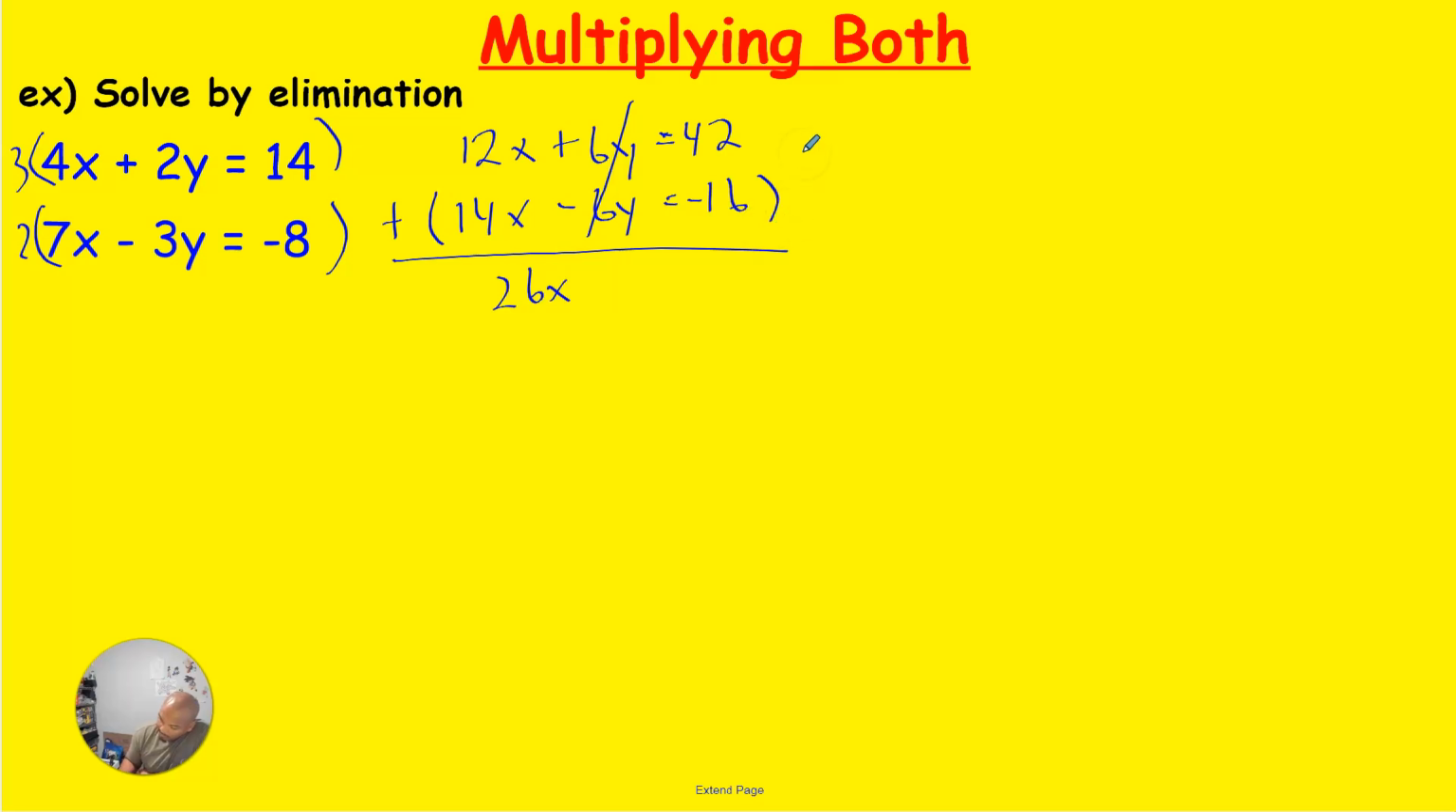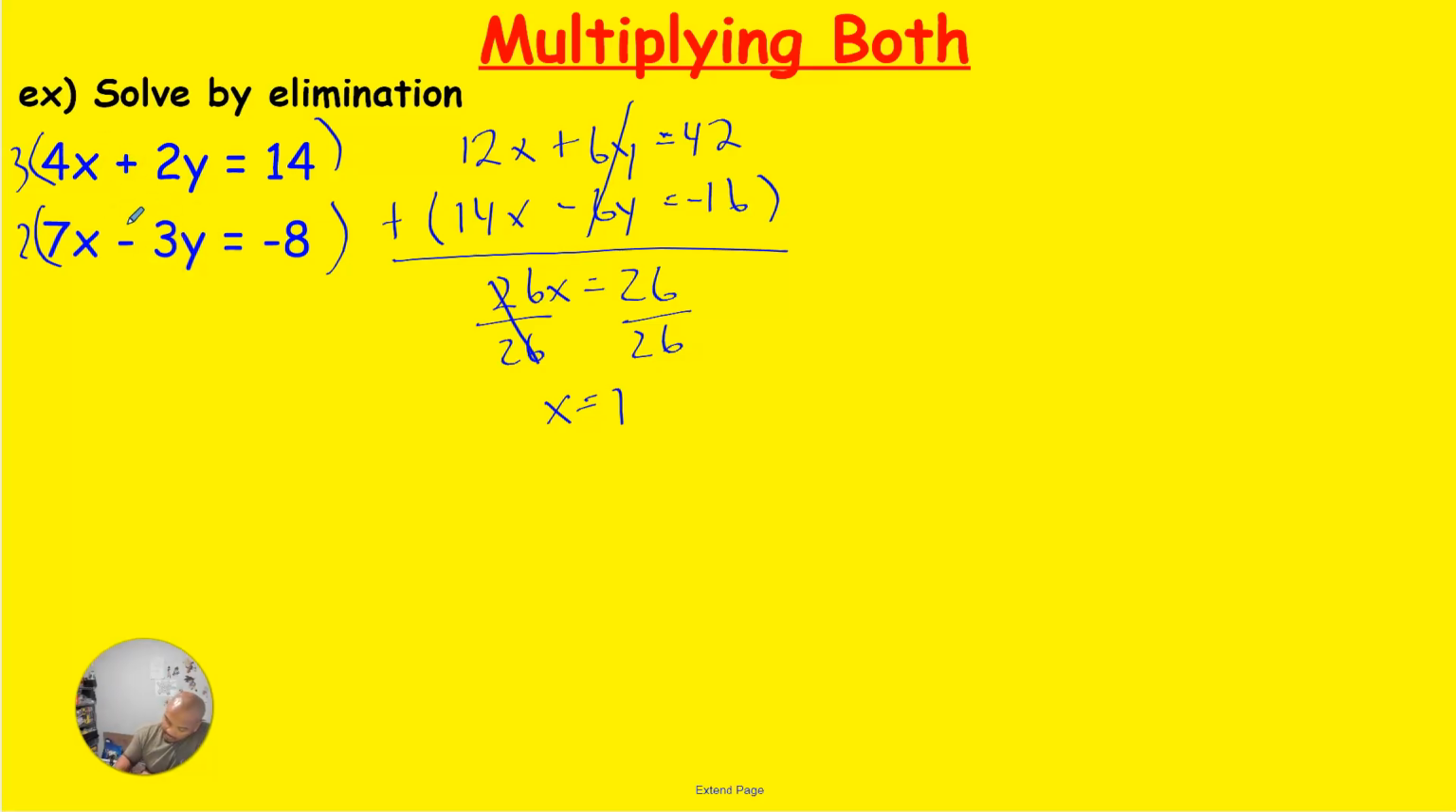We're going to wind up with 42 plus negative 16, which is going to equal 26. And then divide by 26, divide by 26, and x is going to equal 1. All right. Now, once we find our x value, we are always going to go back to our original equations, and we're going to substitute this one in for x into one of these equations.